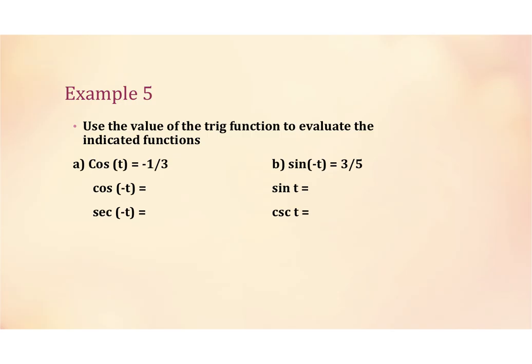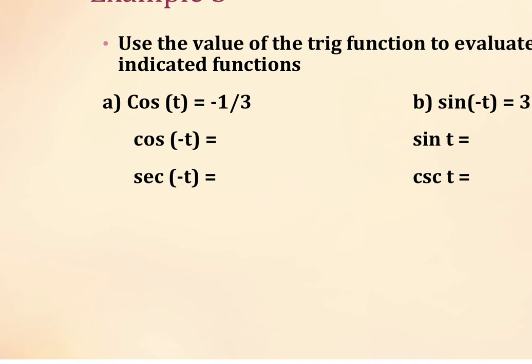So it says use the value of the trig function to evaluate the indicated function. Look at A. Cosine of t is negative 1/3, and it wants the cosine of negative t. Do I change the sign on cosine? No. So cosine of t is the same thing as cosine of negative t, which means this is negative 1/3. And then what's the relationship between secant and cosine? Reciprocal. They're reciprocal functions. So if I want the secant of negative t, I could go back to the cosine of negative t and flip it. I'd get negative 3. I'm not changing its sign.